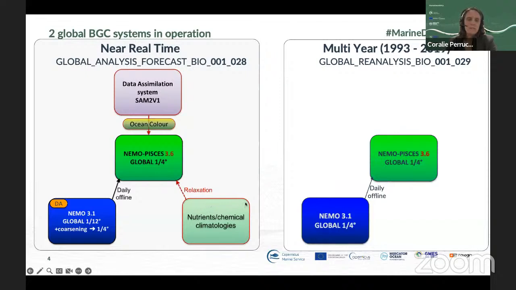In fact, this is done to mitigate the impact of the physical data assimilation that has been shown to generate an upward flux of nutrients and thus an overproduction in the tropics. And at last, the BGC model, the biogeochemical model, is also constrained by this assimilation of ocean color surface data. And that allows to calculate a correction of chlorophyll and nitrate in the mixed layer. And the multi-year system on the right is forced by a non-assimilated physical system and has no biogeochemical data assimilation component yet. For the near real-time system, we will switch in the coming months to the physical products that Marie mentioned before.